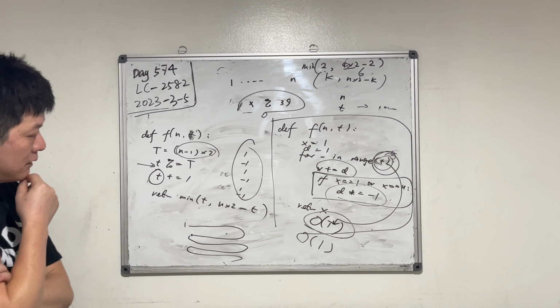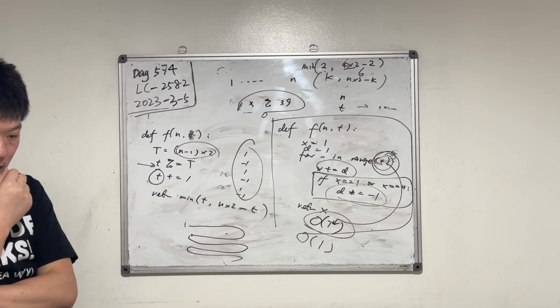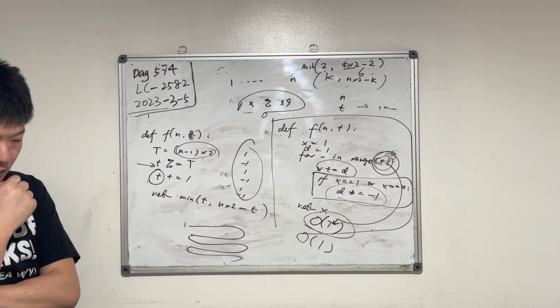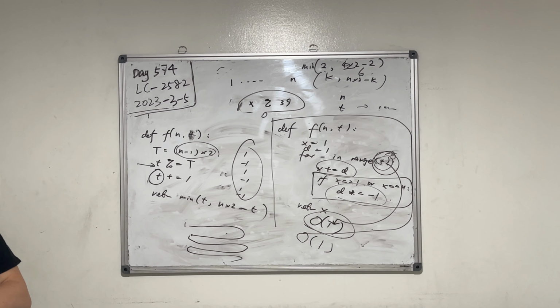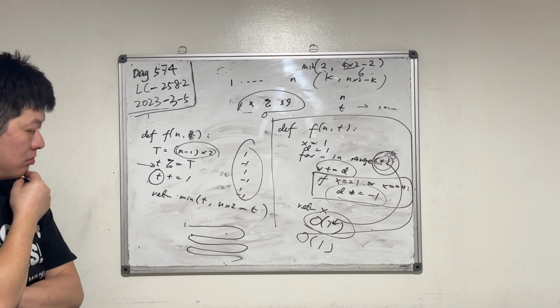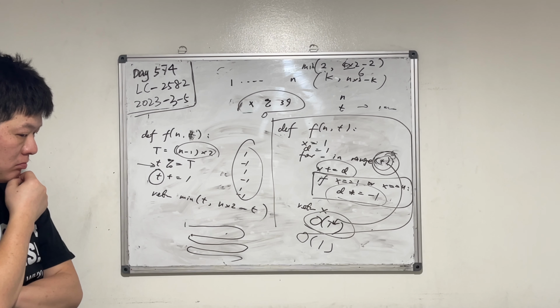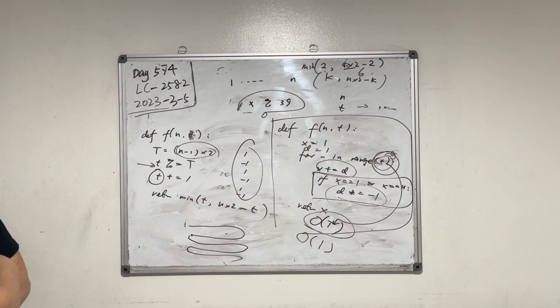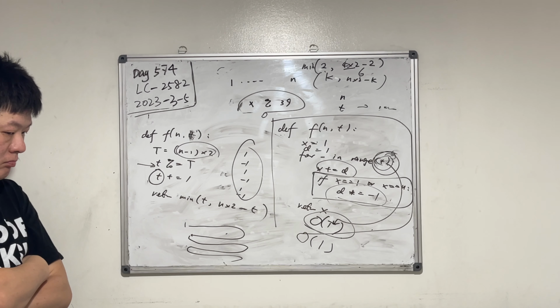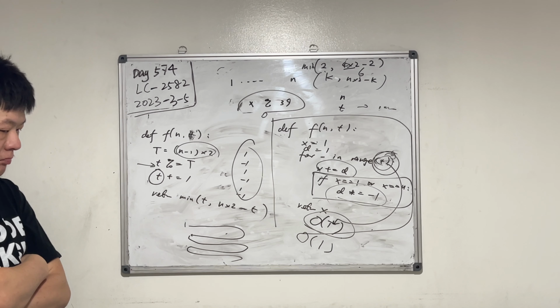So the problem is we have an amount of people and we have an amount of seconds, which is t, and every second the person passes to the next person and to the next person, and at the end of the line the last person passes it back. And we want to find out which person it ends at after finishing the t seconds.